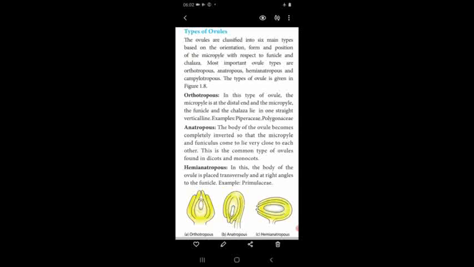Next one, hemianatropous. Here, the body of the ovule is arranged transversely, at a right angle to the funicle region. That is said to be hemianatropous. Example, Primulaceae family. So these are the three types of ovule: orthotropous, anatropous, and hemianatropous.